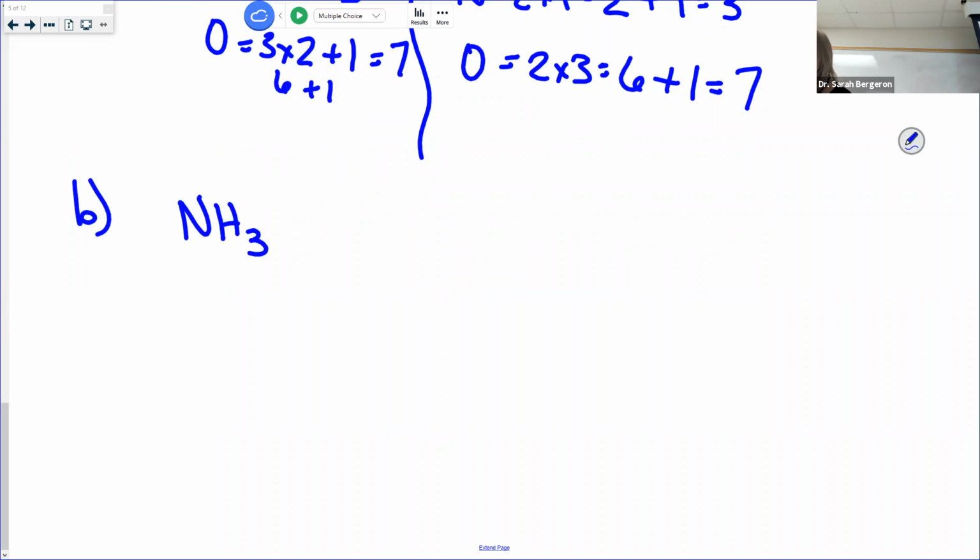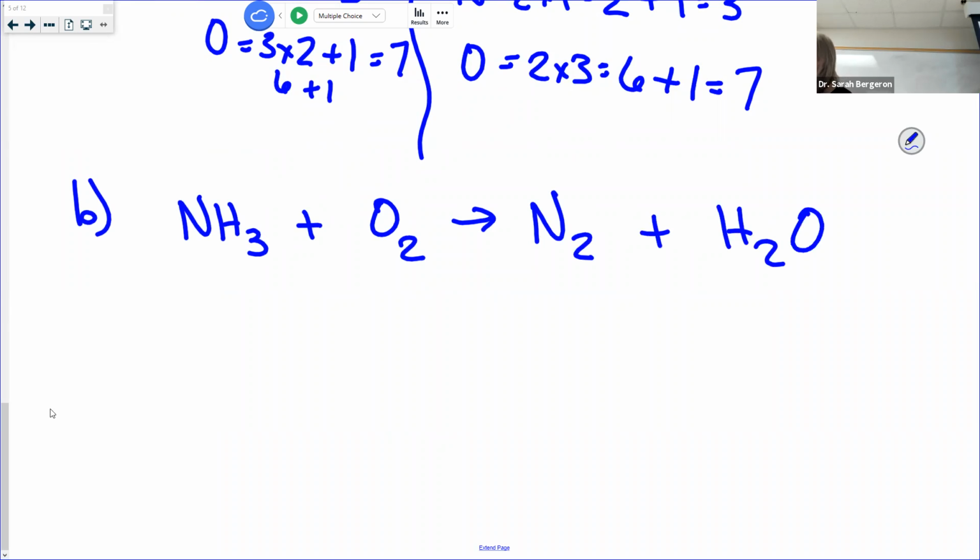NH3 plus O2 yields N2 plus H2O. Okay. What do we want to start with? Nitrogen? Okay. So nitrogen, how many on reactants? 1. Nitrogen, how many in products? 2. What are we going to do? Put a coefficient of 2 in front of the NH3.